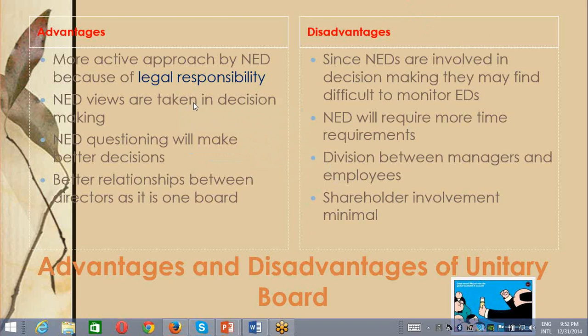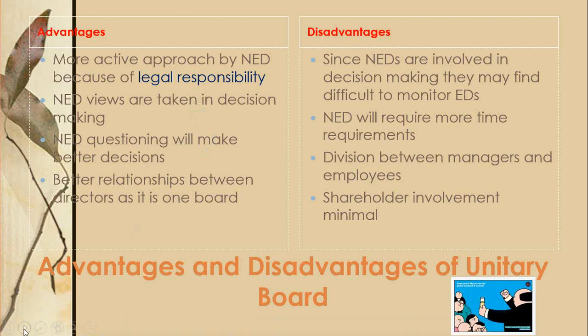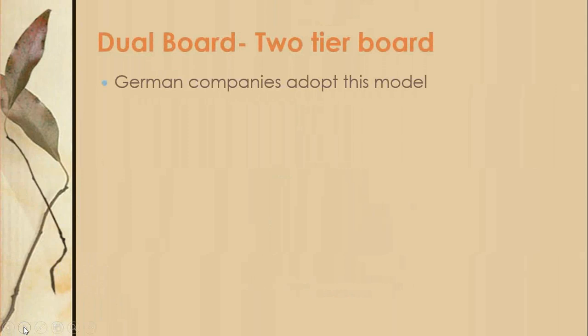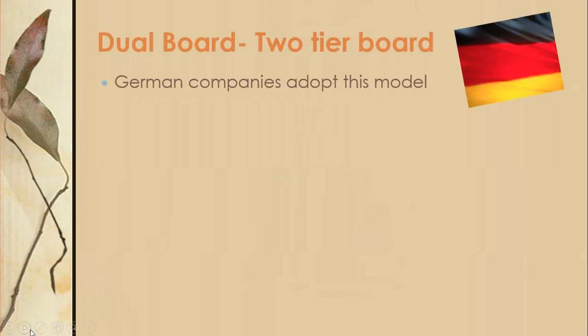And the shareholder involvement will be very minimal because they have appointed the NEDs, they have appointed the EDs, they think they'll let them do the job and they might not get involved too much. So these are some of the advantages and disadvantages of a unitary board. The next board is what we call a two-tier board. This is mostly practiced in German companies. Right? Two-tier. There are two boards.